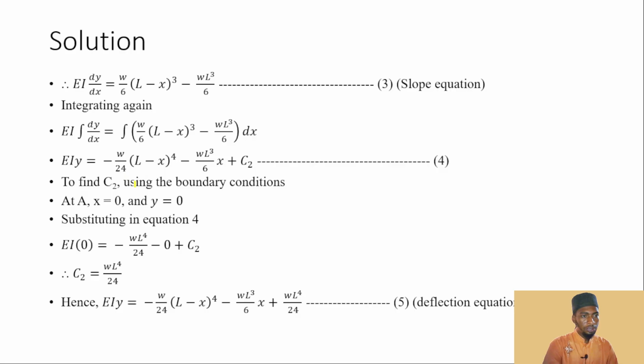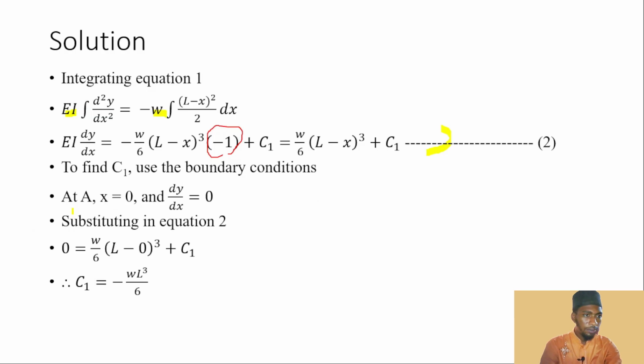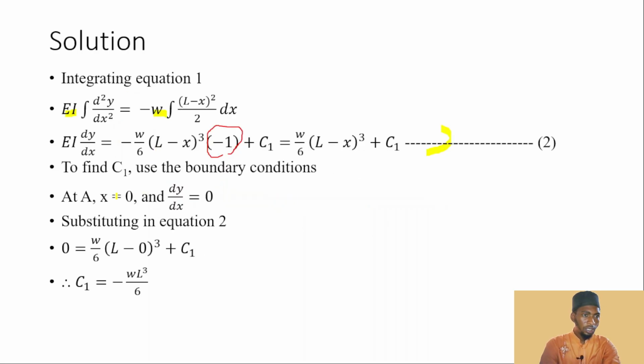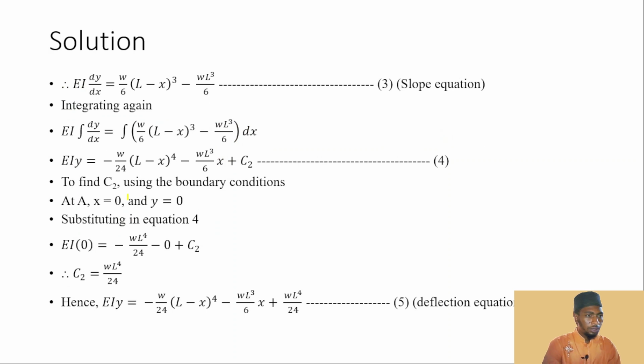Okay, so since we have C1 determined, we can use the boundary conditions again to determine our C2. Let's go back to the diagram again. This is point A, and at A we said deflection and slope are 0. So y is the deflection. If y is 0, definitely x is also 0.